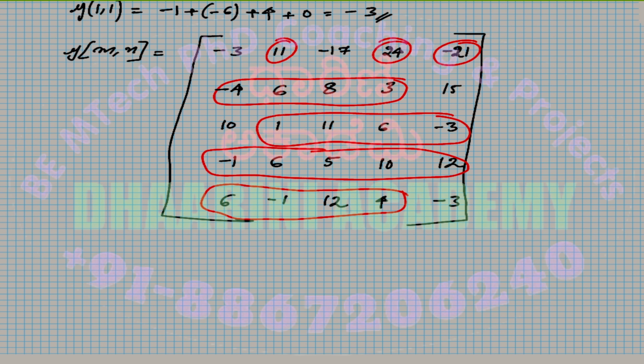So this is what's going to happen when you don't do the zero padding. Without zero padding, simply do the convolution. I'm getting a smaller answer.